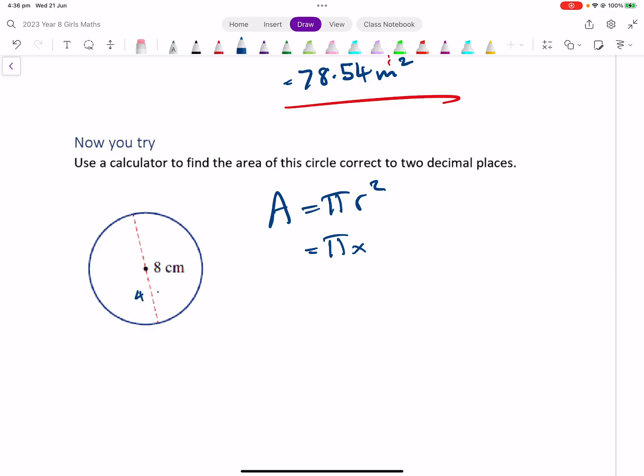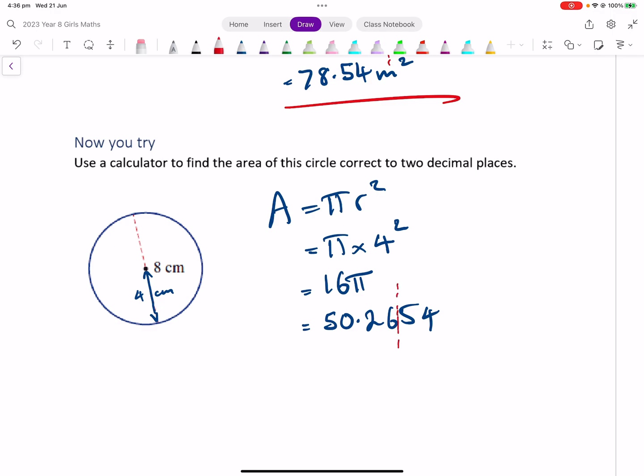The same problem here as we had before. R is that distance there, 4 centimetres. 4 squared equals 16 pi. Hey Siri, what's 16 times pi? The answer is approximately 50.2654. We've got two decimal places we need.